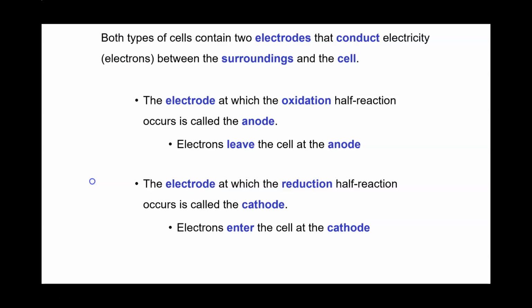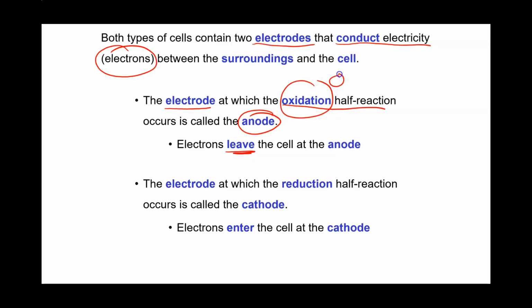So both types of cells contain what are referred to as electrodes, one for each compartment, and these electrodes conduct electricity. Electricity is just the movement of electrons, and so these electrons are going to move from one compartment to the other. So the electrode at which the oxidation half reaction occurs is referred to as the anode. That's where electrons leave, right? Because oxidation is loss of electrons. So electrons will leave a cell compartment at an anode electrode.